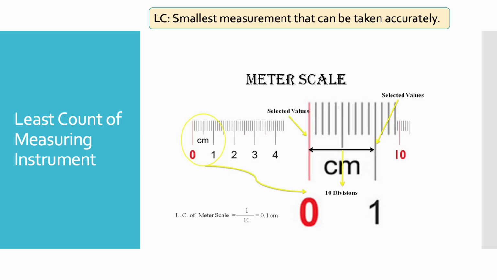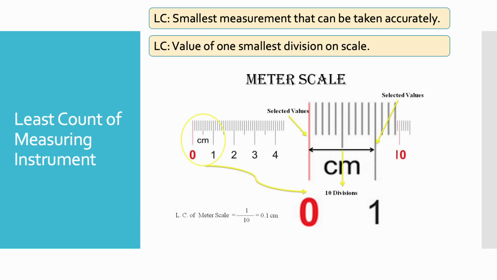The least count of a measuring instrument is the smallest measurement it can take accurately. For example, a meter scale has a least count of 1 millimeter or 0.1 centimeter. Instruments with a smaller least count can measure more precisely.